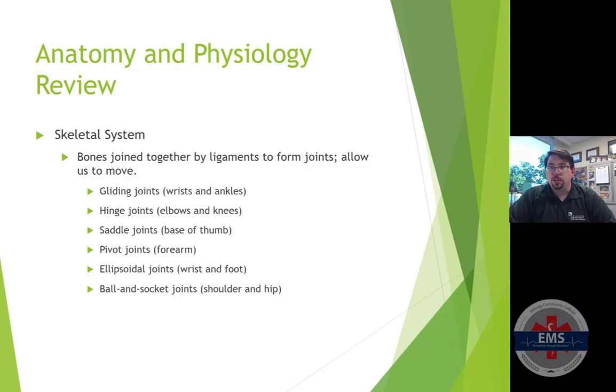Gliding joints, those are going to be things like your wrist and ankle. Hinge joints, obviously your knee and elbow. Saddle joints, believe it or not, the base of your thumb is considered to be a saddle joint. Your pivot joint is going to be an example of your forearms. Elliptical joints are going to be things like in your wrists, can give you a lot of direction there, and then same thing in your foot. And then ball and socket like your shoulder or your hip.